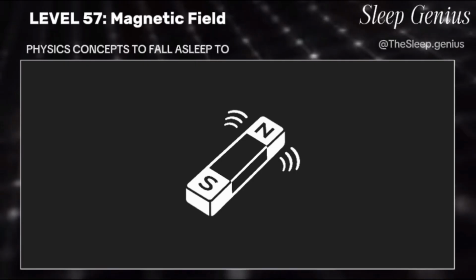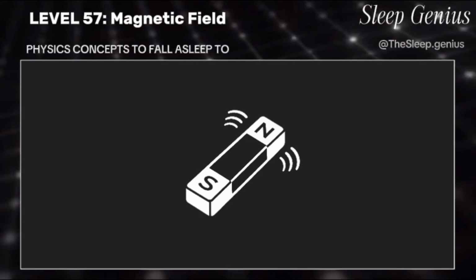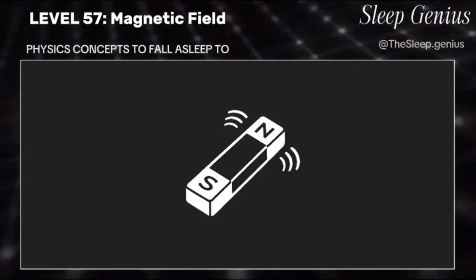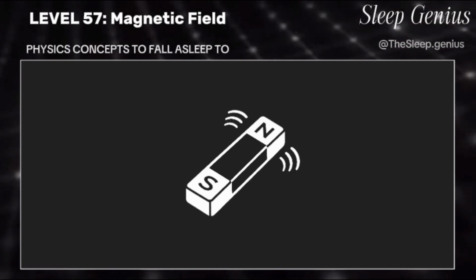The magnetic field is arranged in smooth curved lines called magnetic field lines. These lines never cross each other. Closer lines mean a stronger field. Around a straight current carrying wire, the field forms circular patterns. In bar magnets, the field is spread symmetrically.